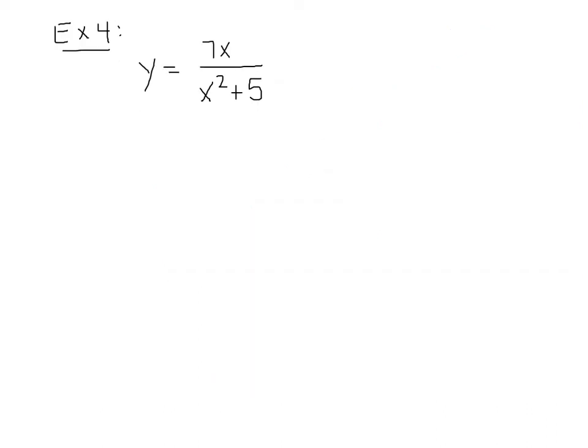Okay, example 4, y equals 7x over x squared plus 5. If you look at trying to factor it, the 7x is already factored. The x squared plus 5, even though it has an x squared, if it has two terms, then really the only way you could do it is do a difference of squares, but that's not a difference of squares, so this is factored. Okay, it can't be factored, so I'm going to write that down here.